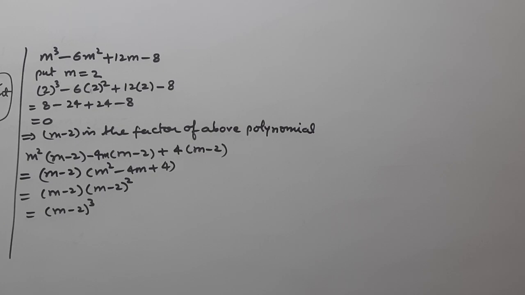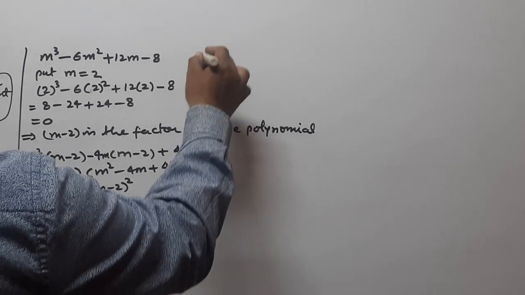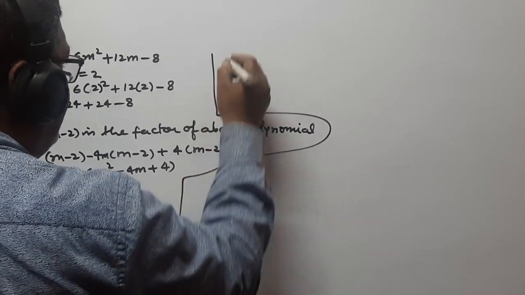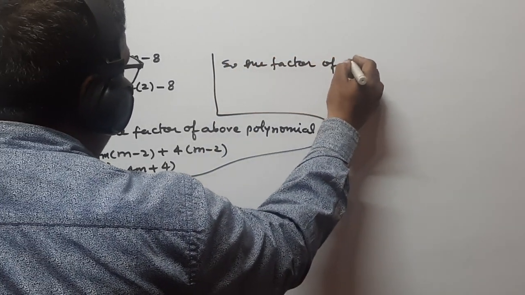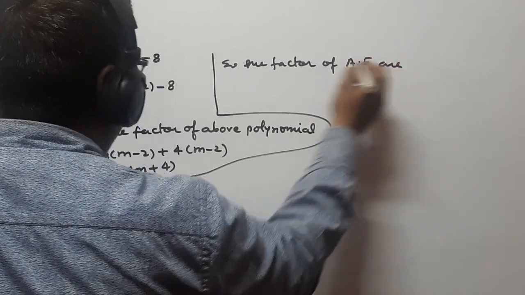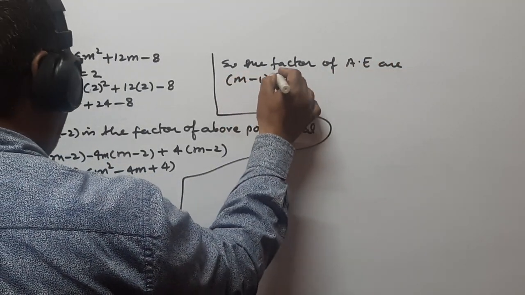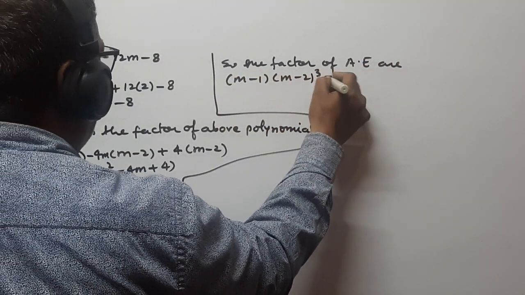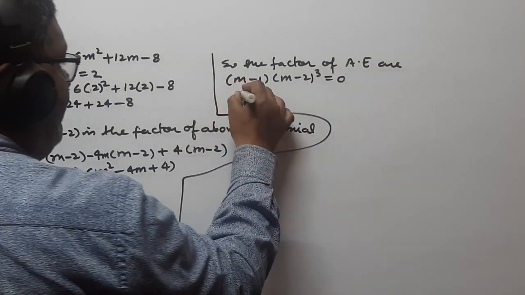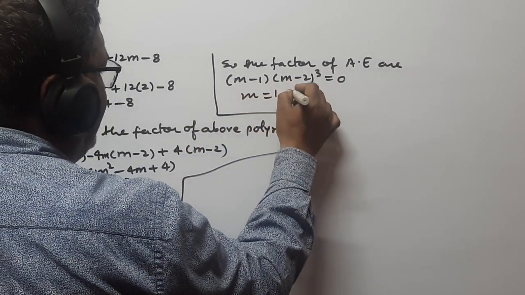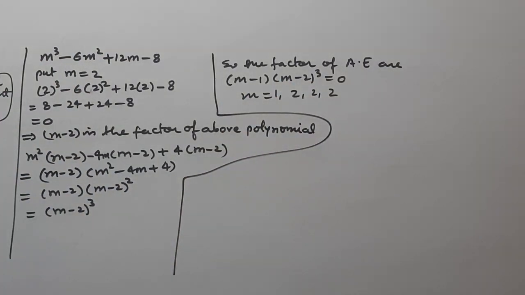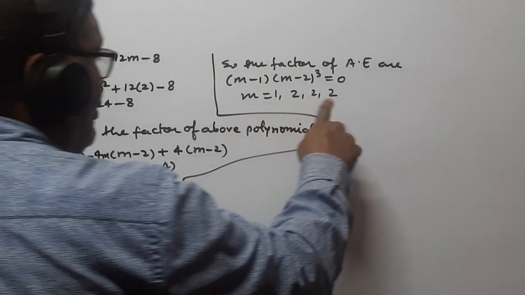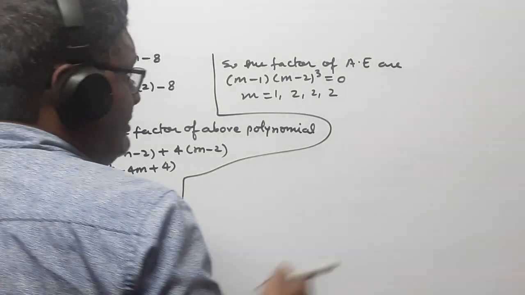So the factors of the auxiliary equation are m minus 1 times m minus 2 whole cubed equal to 0. So we get the values of m: 1, 2, 2 and 2. Here we can see 3 roots are equal and 1 is distinct.